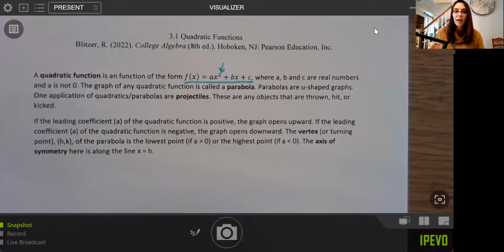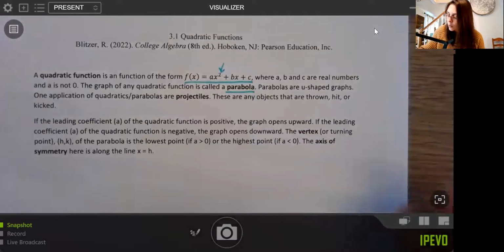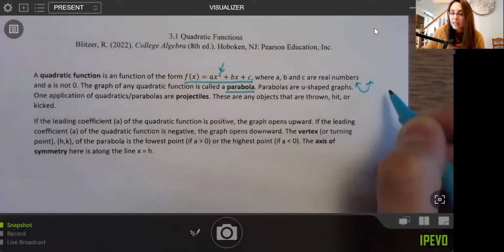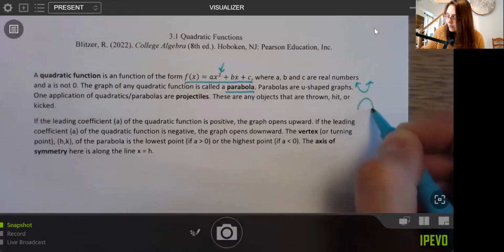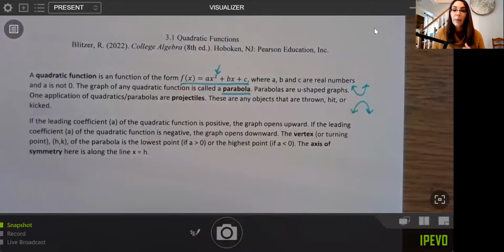Now, the graph of any quadratic function is called a parabola, and parabolas are U-shaped. So the ones that we're going to focus on are going to be the ones that are upward facing and the ones that are downward facing. You can have sideways facing U's as well, but those are not functions. They would fail the vertical line test. So that's why we're focusing on these two styles here.